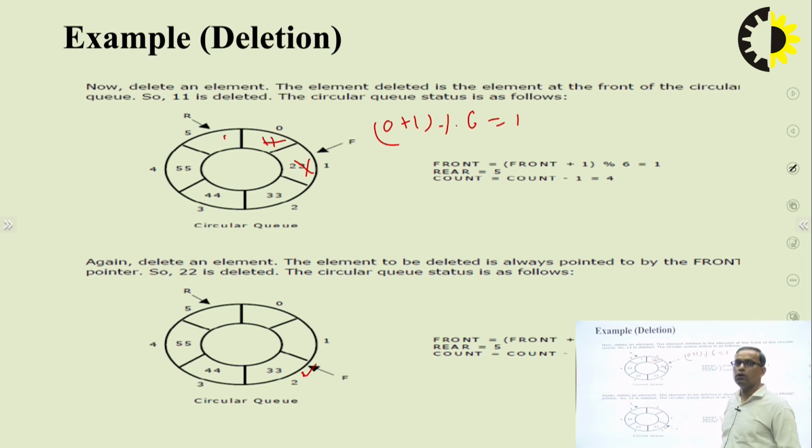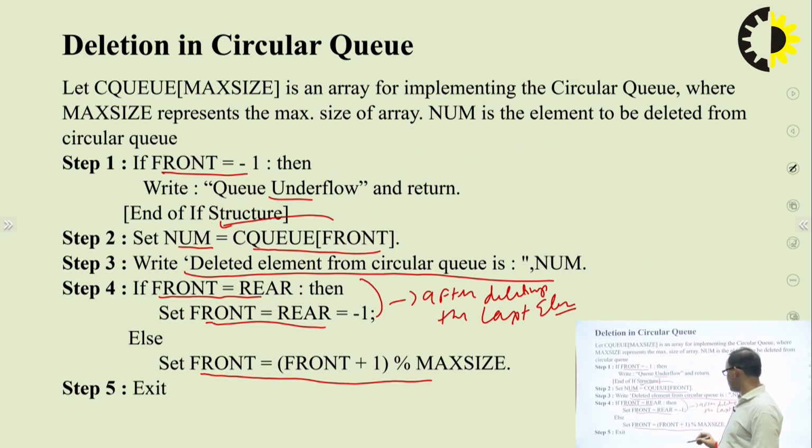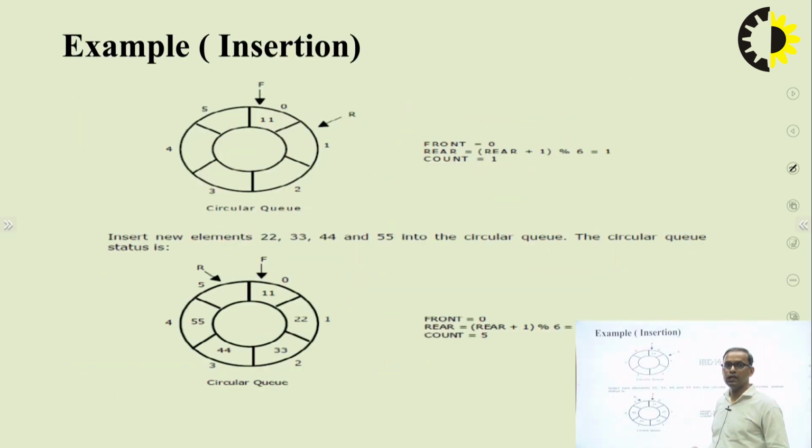So whenever we perform deletion in normal cases, we simply use this condition: front is equal to front plus 1 modulus max size. So in this way, we perform insertion and deletion in a circular queue.